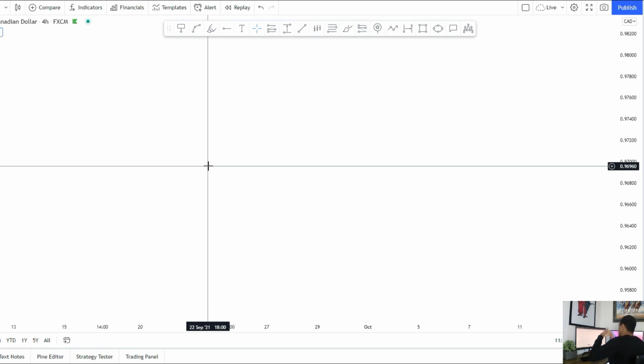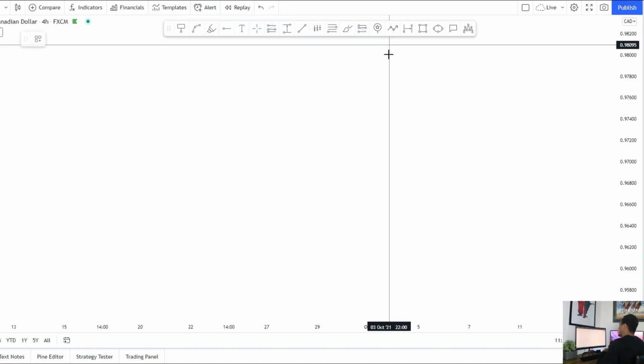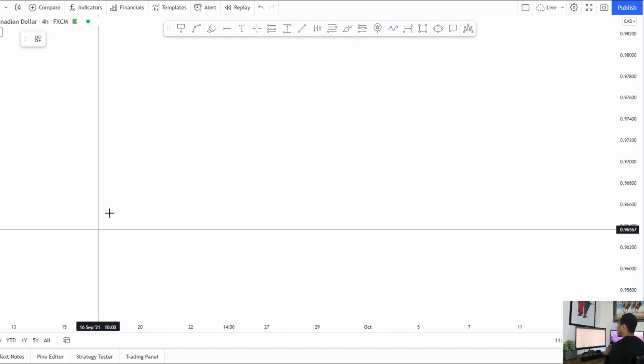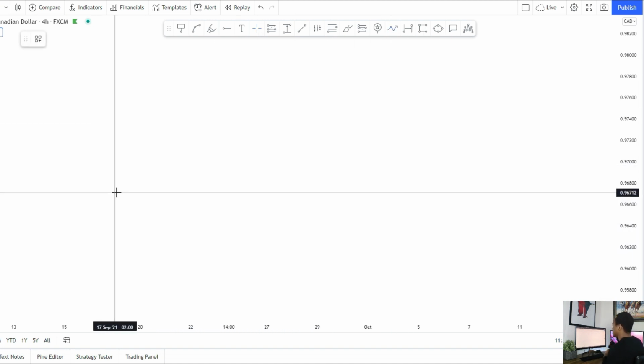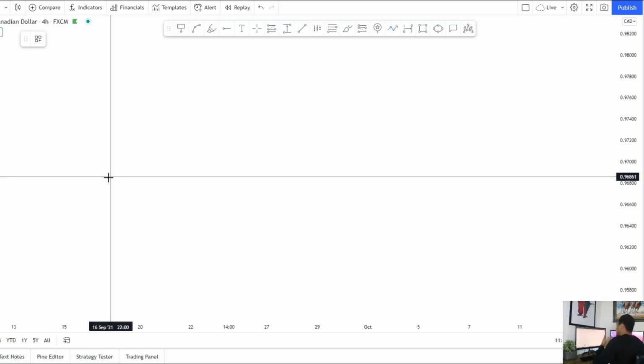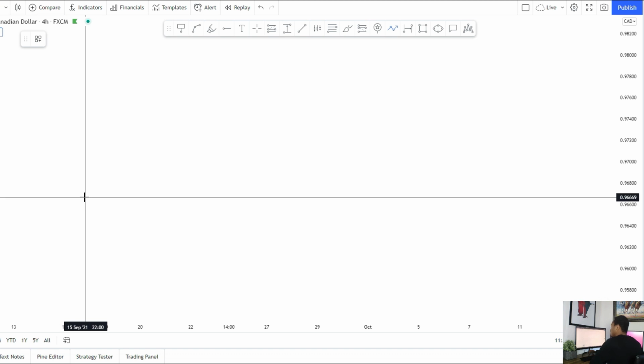So in a ranging market, to qualify as a ranging market, we at least need to test the resistance twice and the support twice to confirm that it's holding as resistance and support, giving us that range. There are two types of range markets that we look at. We look at continuation and we look at reversal.